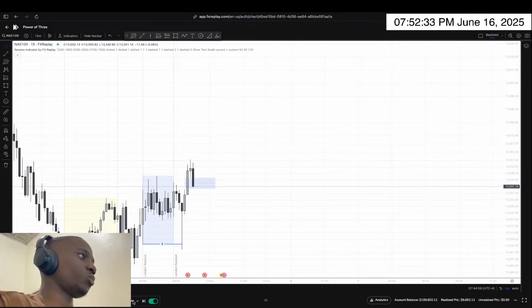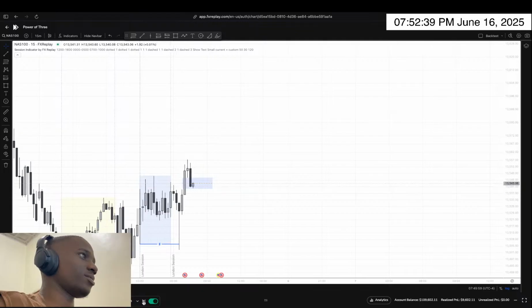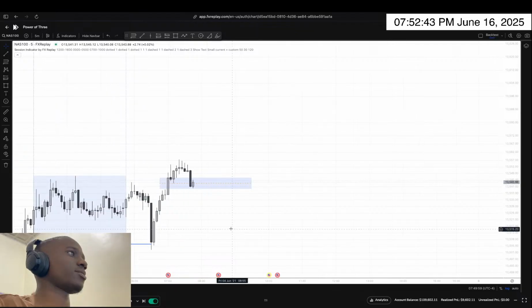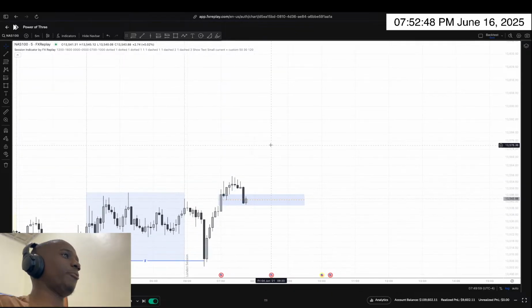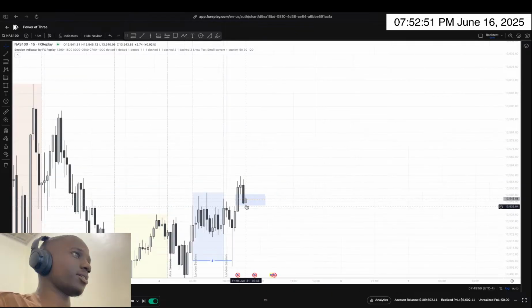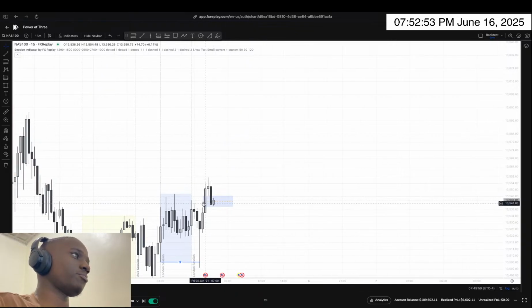Ooh, nice, nice. Does it reject? Okay, this is nice. You can see we drop into the gap fully now, which means at least now I can enter. And based off of the 15-minute, you can see that this will be a valid entry.